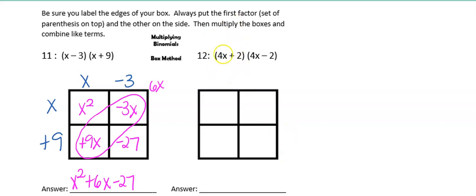So let's go over here and do the next one. I'm going to label it first. And I always just put the first one on top and the second one on the side. So if you always want it to match what I do, that's the way you'll want to do it.